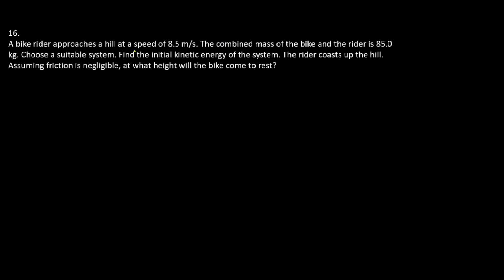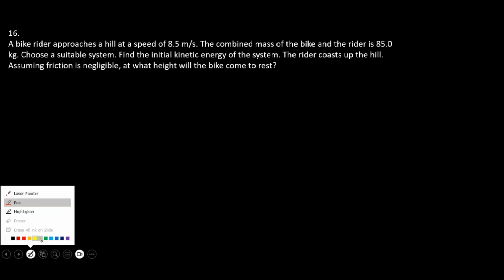A bike rider approaches a hill at a speed of 8.5 meters per second. The combined mass of the bike and the rider is 85 kilograms. Choose a suitable system. Find the initial kinetic energy of the system, and the rider coasts up the hill, assuming friction is negligible. At what height will the bike come to rest?